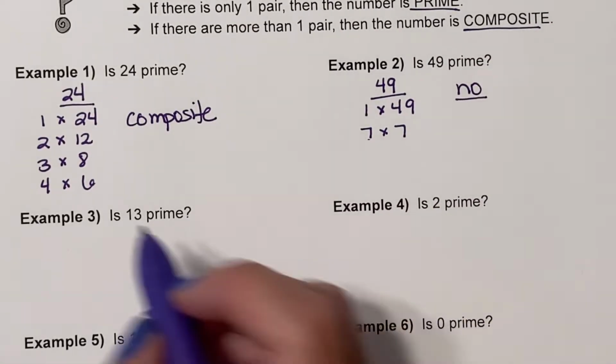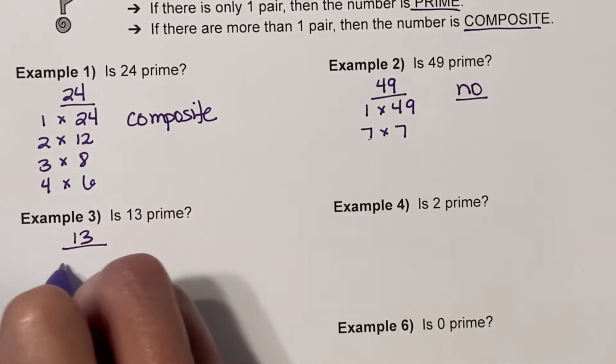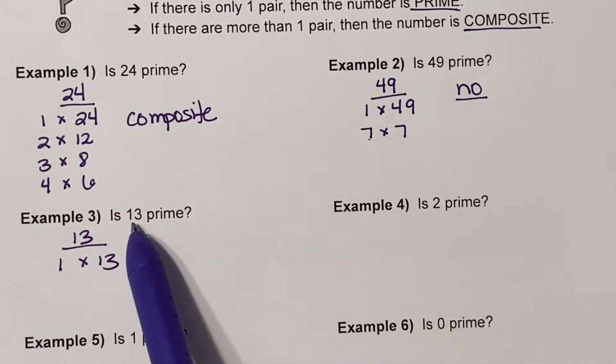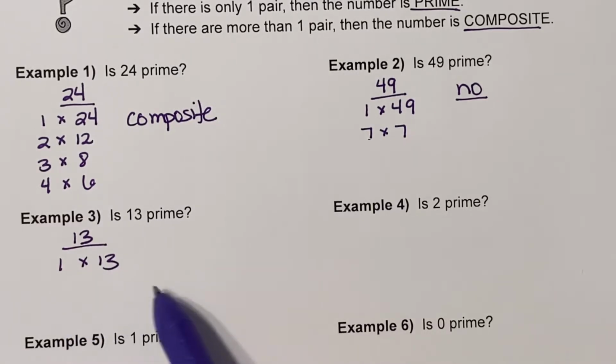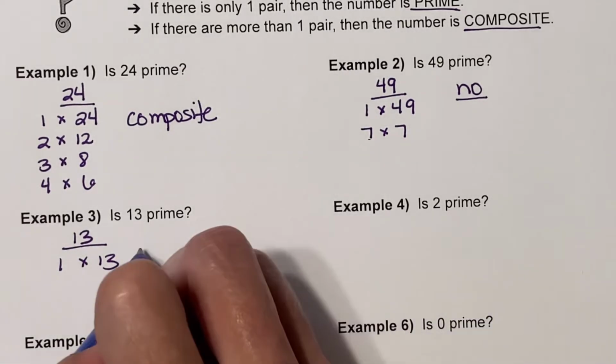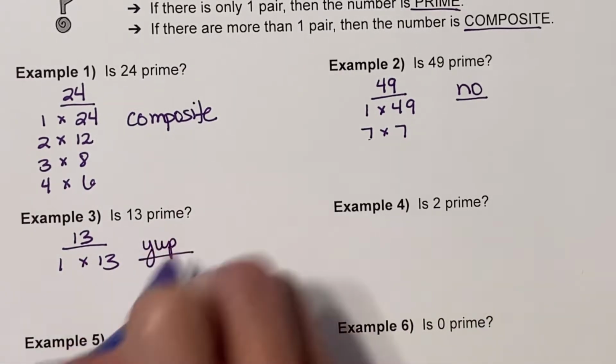Is 13 prime? Well, let's see. Factor pairs of 13. 1 and 13. 2 doesn't go in. 3 doesn't go in. 4, 5. Nothing else goes in other than 1 and 13. It doesn't have any other factors. So is 13 prime? Yep. It is prime.